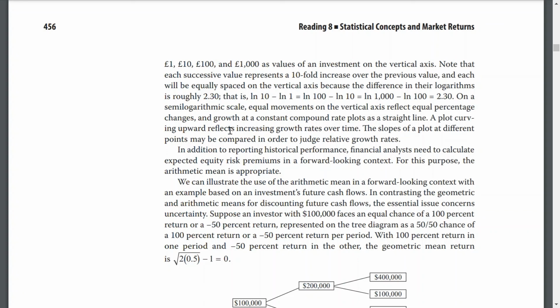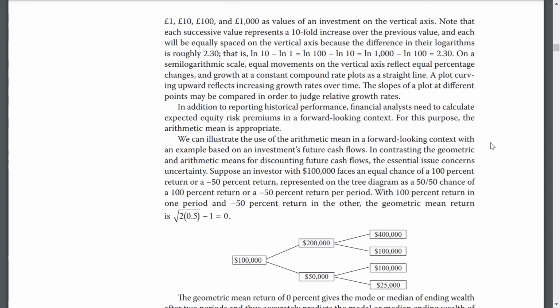Growth at a constant compound rate plots as a straight line. A plot curving upwards reflects an increasing growth rate over time. The slope of the plot at different points may be compared in order to judge relative growth rates. In addition to reporting historical performance, financial analysts use expected equity risk premiums in a forward-looking context. For this purpose, the arithmetic mean is appropriate.